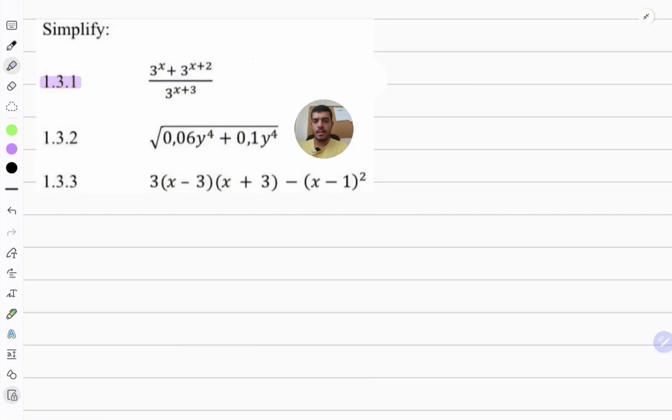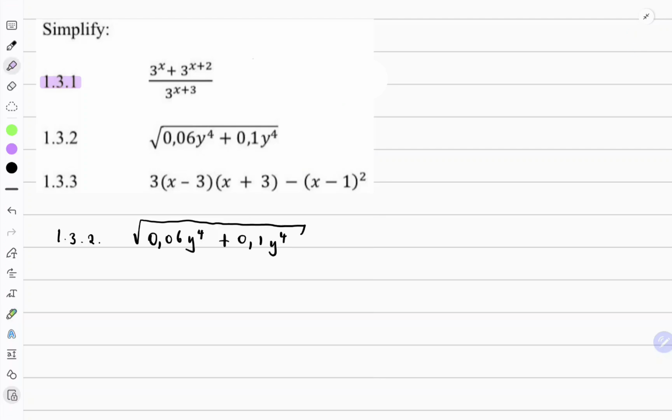Now let's have a look at the second question. In the second question, we've got a radical. This here is called a radical, and we are expected to simplify this. Let's see how we go about doing that. Now you'll notice under the radical, you've got like terms. This here and that, they are like terms, so you can add them up.